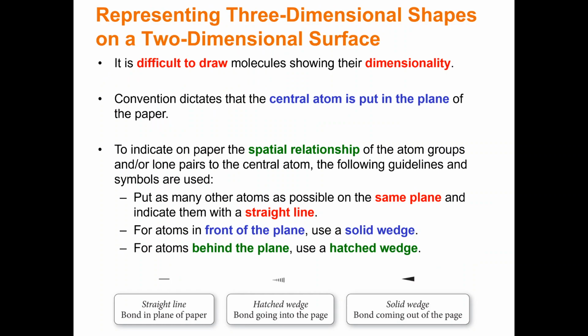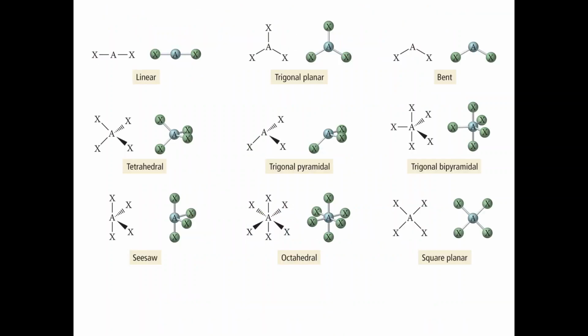So that's basically going over the same idea. We talked about drawing things in 3D, especially in the Lewis structures. We already talked about this. A straight line is in the plane, a hatched line or a dash is going behind the plane, and a wedge is coming out of the plane. So I won't belabor that point too long, but that way you understand how to read these shapes.